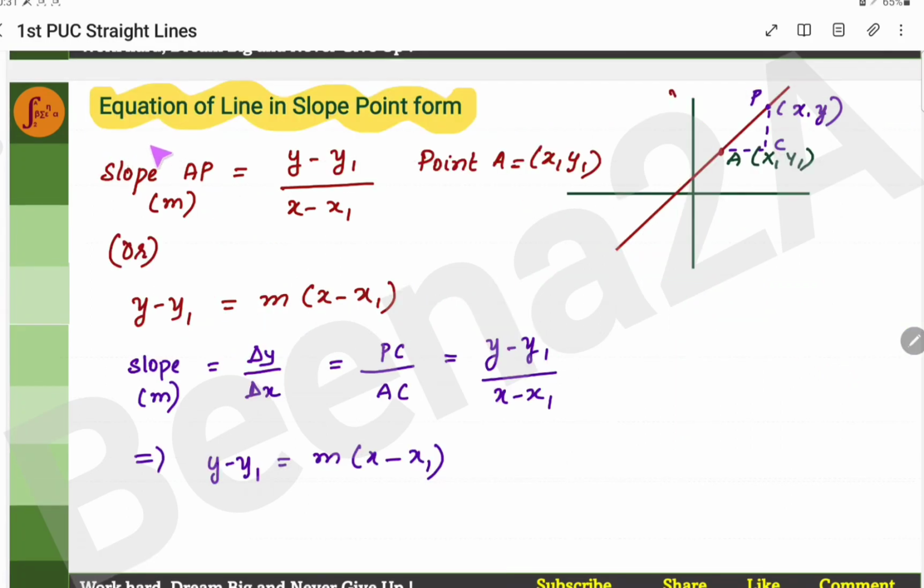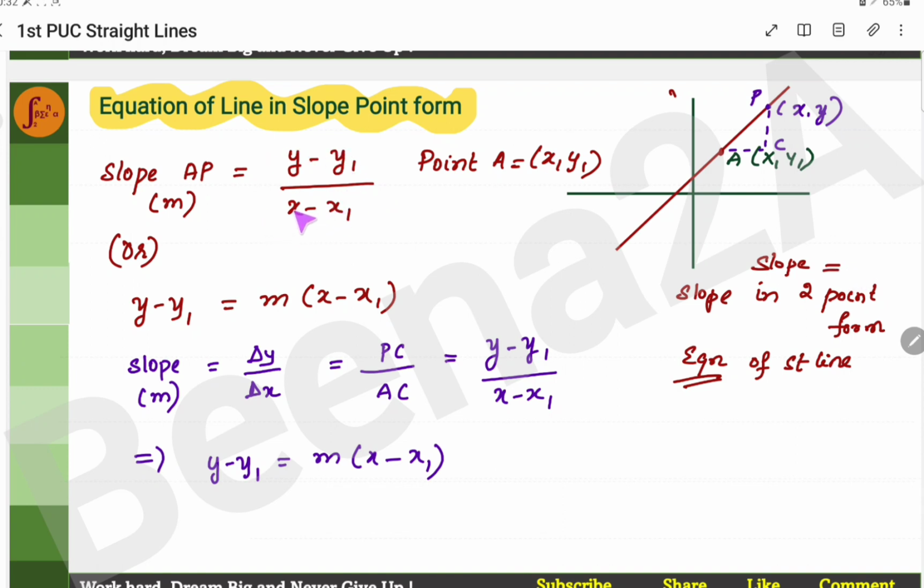Now say if I want to find equation of line in slope point form. We saw the slope in 2-point form, right? Now we just need to find equation of straight line. So what we will do, we'll use the same formula and come up with equation. Equation is nothing but a general form where you have x and y coordinates, right? It's just a general form. So now assume the 2 points are A and P. P is some general point, x and y, and A is a specific point, x1, y1, right?